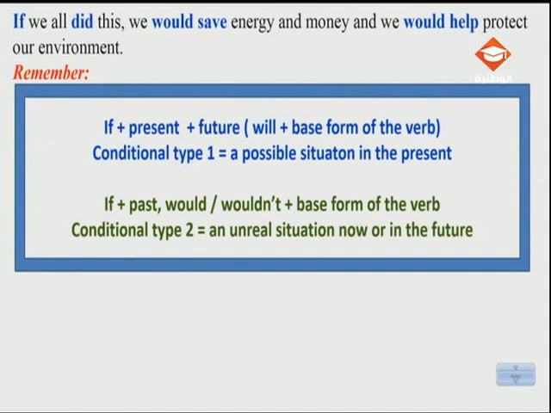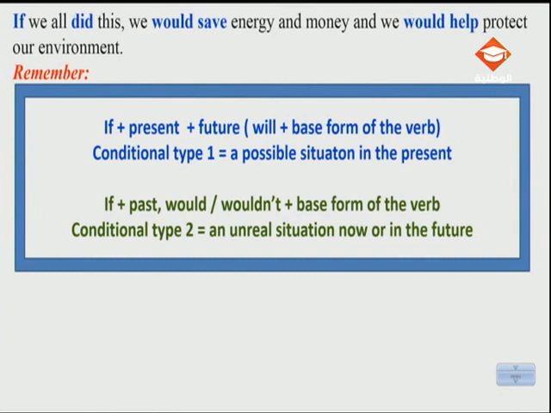Yes. The two conditional types that you can see on the screen are the following. First, there's if plus present, and it gives a future, that is will plus base form of the verb. And this is conditional type 1. It refers to a possible situation or action in the present or in the future. As for the second type, and we already have an example on top of the screen, if plus simple past gives you would or wouldn't plus base form of the verb. This is not type 1, this is type 2, and it does not refer to a possible action in the present or in the future.